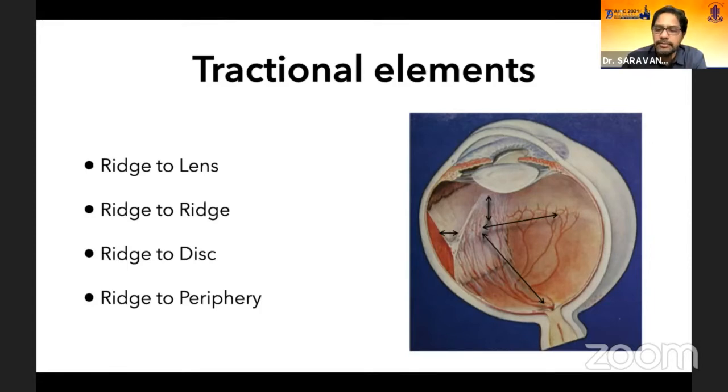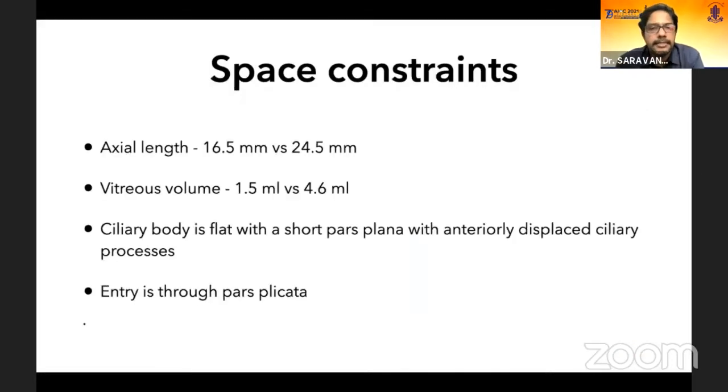There are around 4 types of traction, and at least most of these tractions should be relieved to a great degree to get some sort of anatomical success in these cases. To highlight the space constraints, the axial length is hardly 16 millimeters, vitreous volume is hardly 1.5 ml, and the ciliary body is quite flat, and you have to enter quite anteriorly in these eyes.